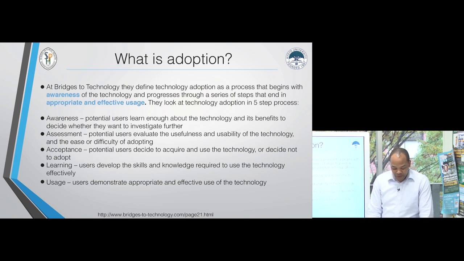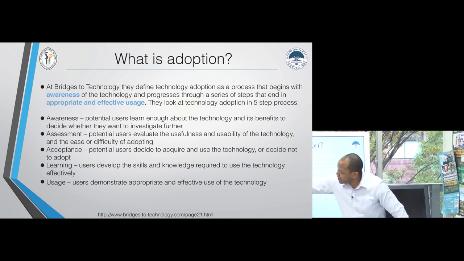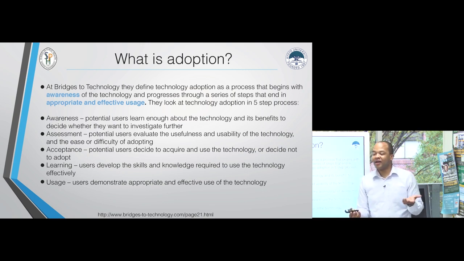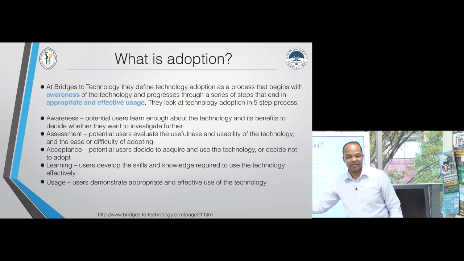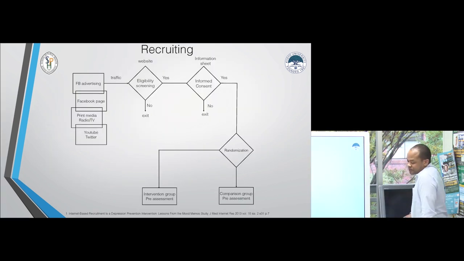Learning. Users develop the skills and knowledge required to use the technology. So if it's a game, how do you play the game? There are rules to the game. Is it difficult? Is it easy? And then usage. Users demonstrate appropriate, effective use of the technology. So there are many steps that, as a serious game researcher, you need to think about when deciding. You need to think about the steps.